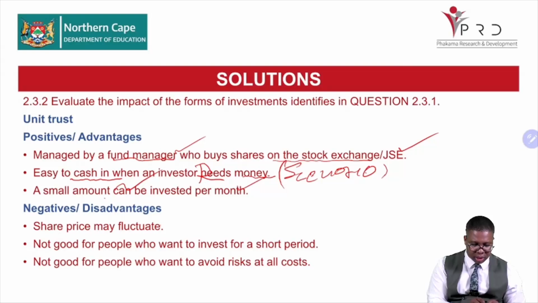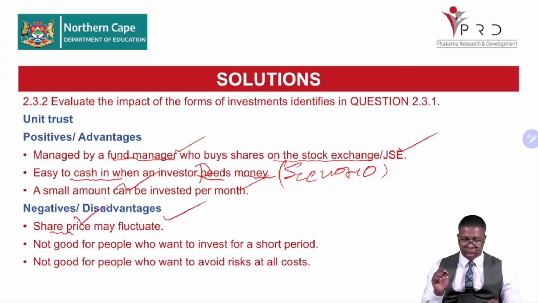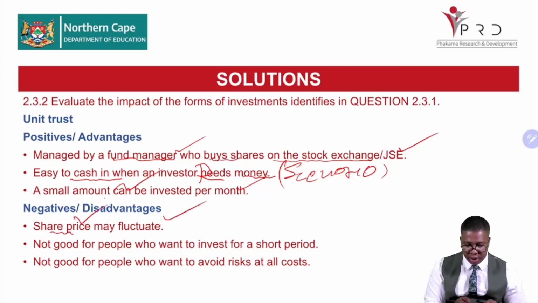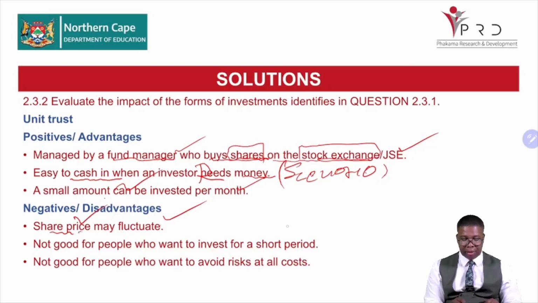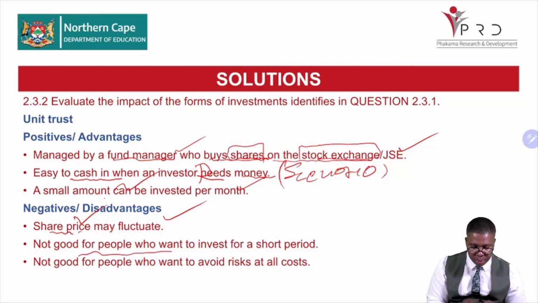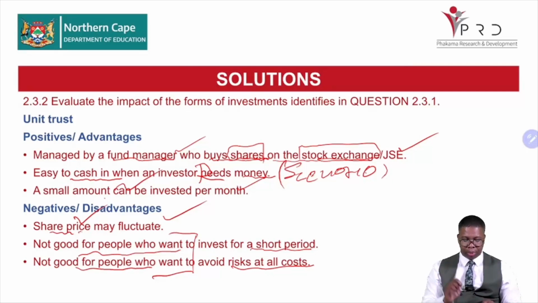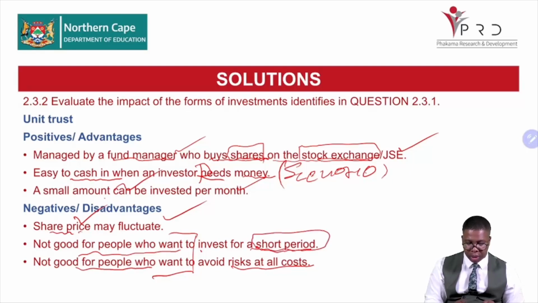But what are the disadvantages? Share prices may fluctuate. So this is a disadvantage. Why? Because the fund manager buys shares on the stock exchange or JSE. So the fluctuations will affect the investors. It's not good for people who want to invest for a short period, and it's also not good for people who want to avoid risks. So what is important here is that you should know that it is not good for people who want to invest for a short period, and it's not good for people who want to avoid risks.